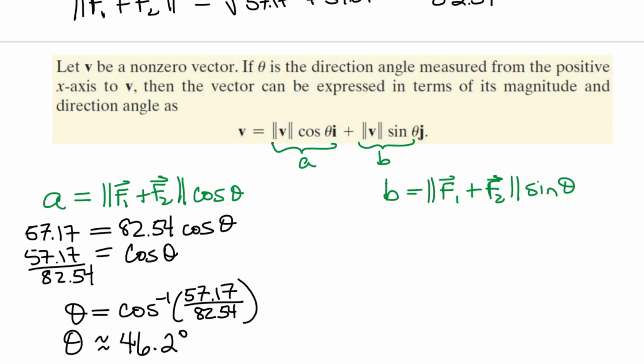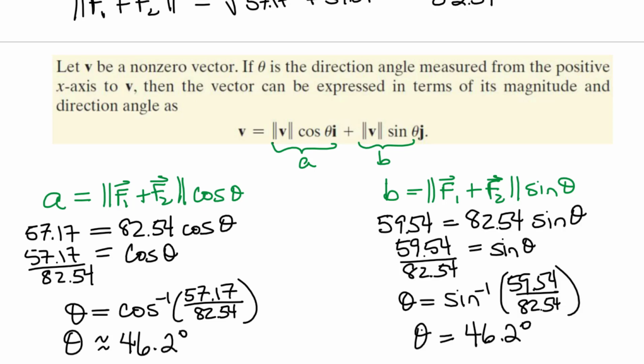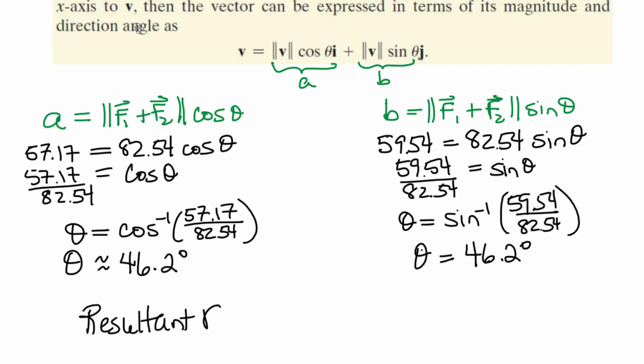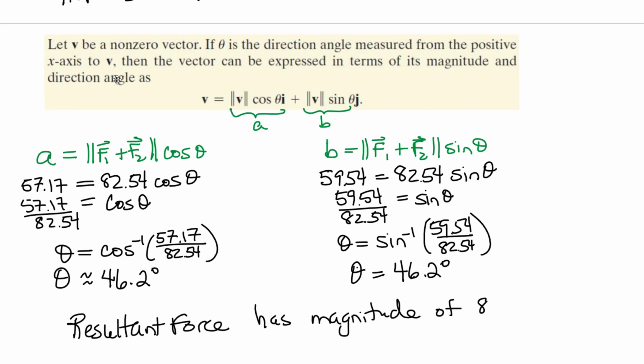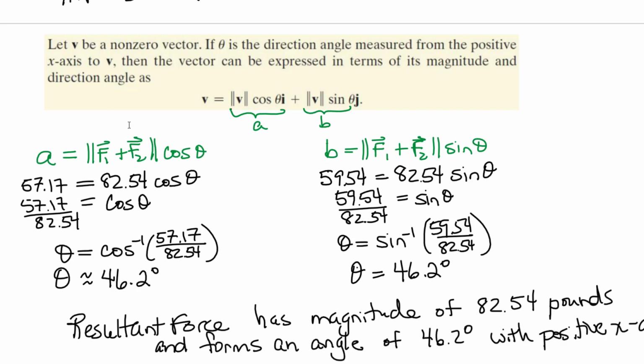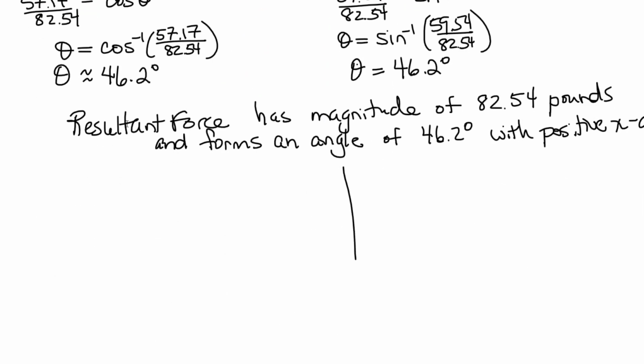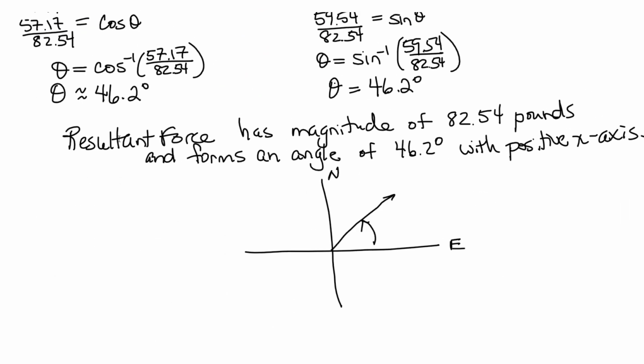Now we could have also used b. Either way, we get the same angle. So the resultant force has a magnitude of approximately 82.54 pounds and forms an angle of 46.2 degrees with the positive x-axis. If we want to put this in terms of directions, we have an angle of 46.2 degrees with the positive x-axis, then we're looking at north 90 minus 46.2, or 43.8 degrees east.